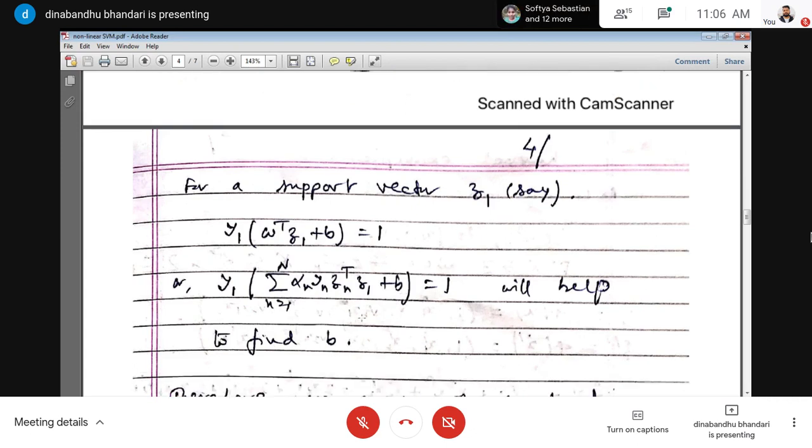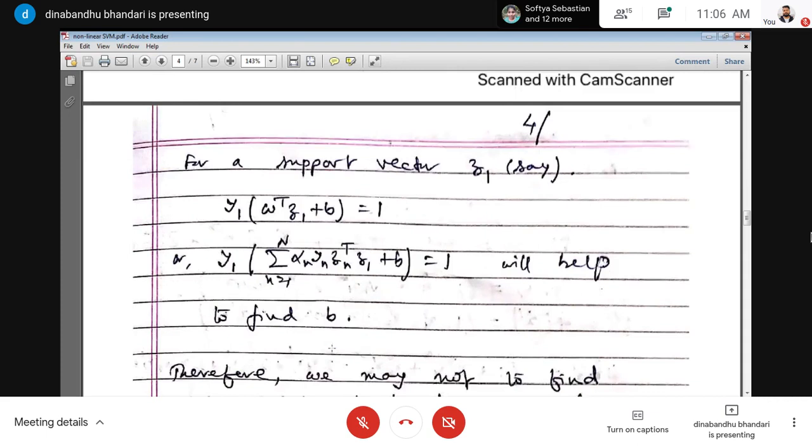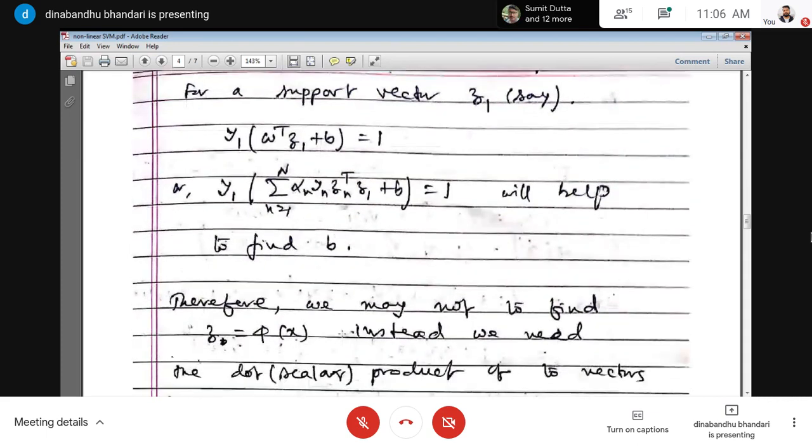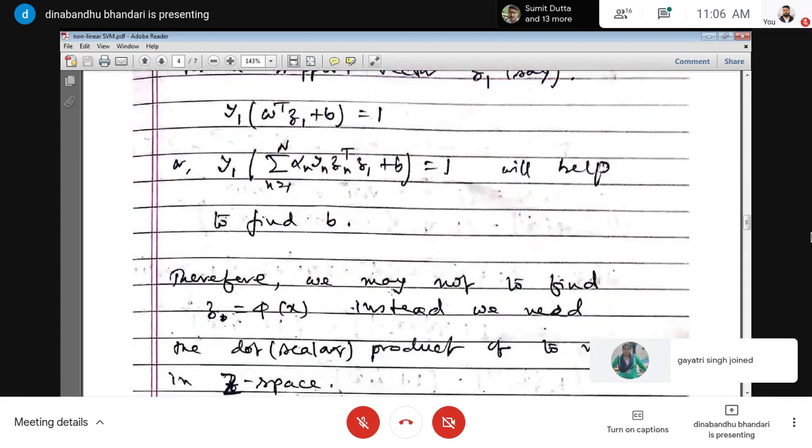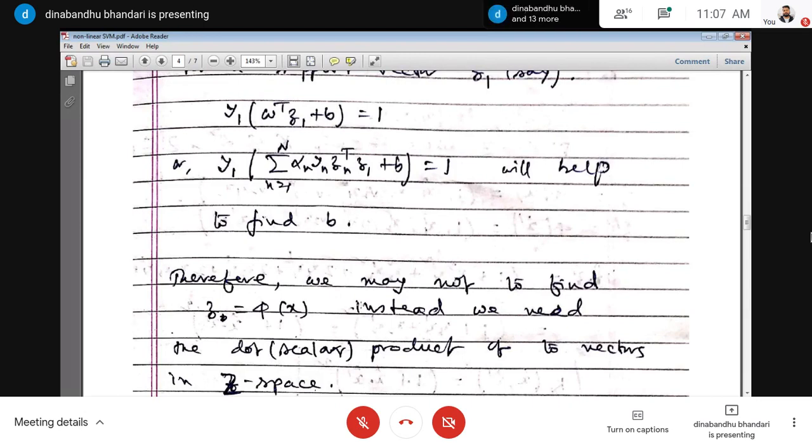Now, once you can find the value of B, what we can conclude is that we do not need to bother about what W is. We do not need the explicit value of W. Instead, if we can somehow find the dot product of two vectors in the transformed space, that is sufficient.